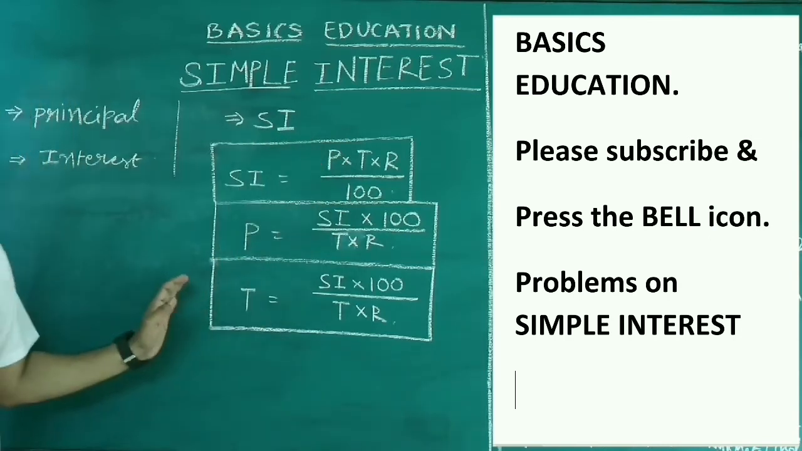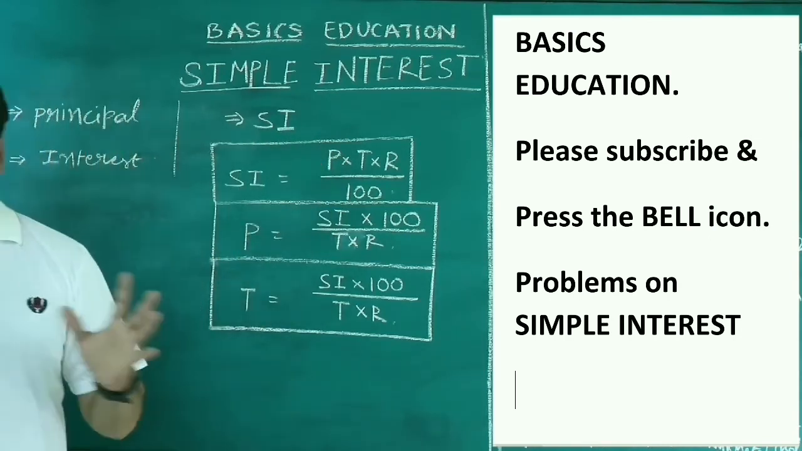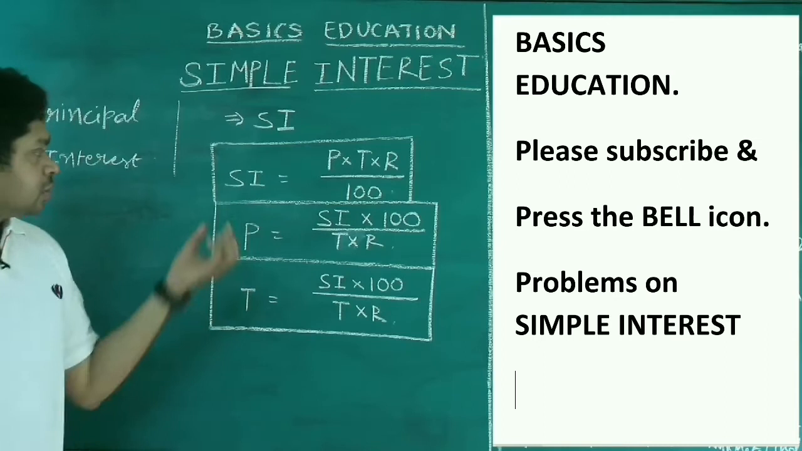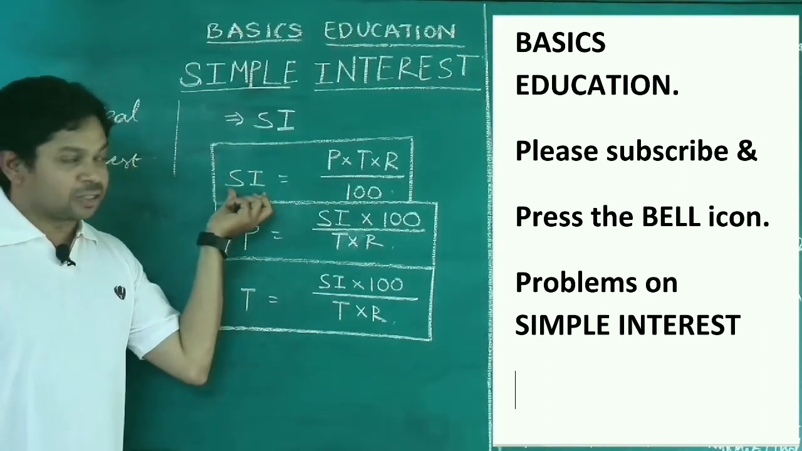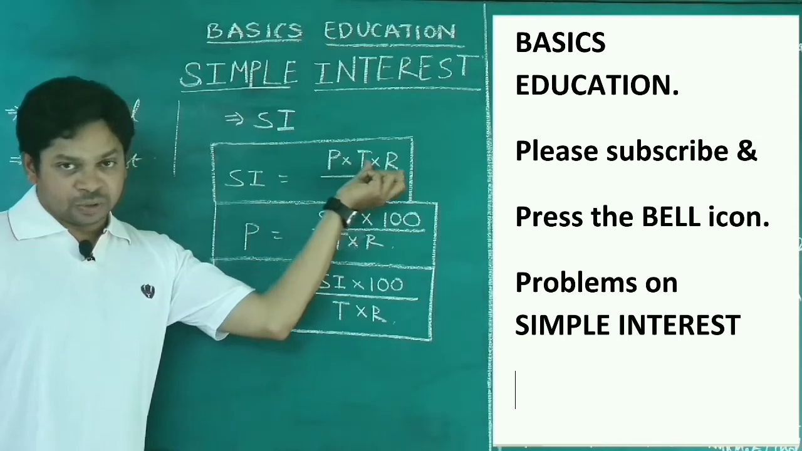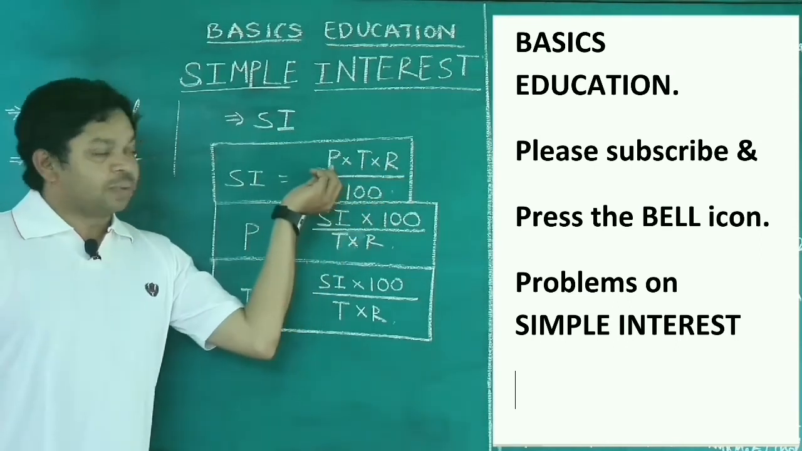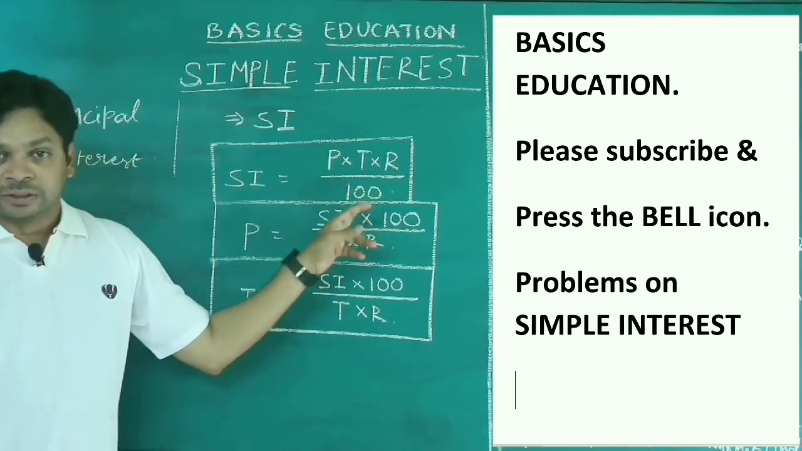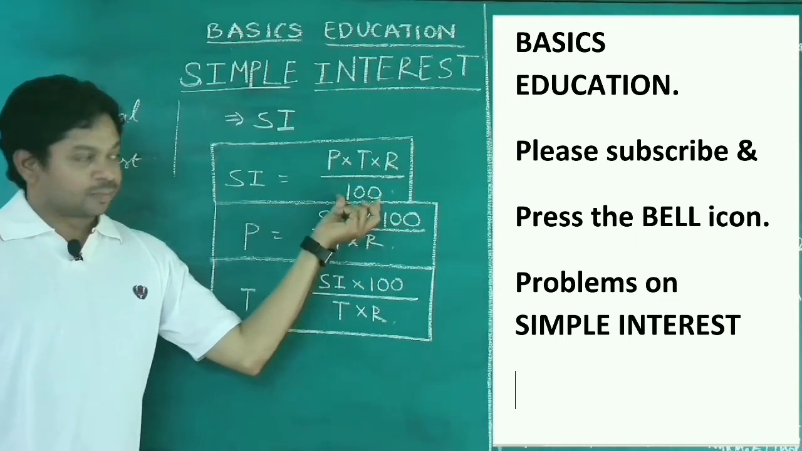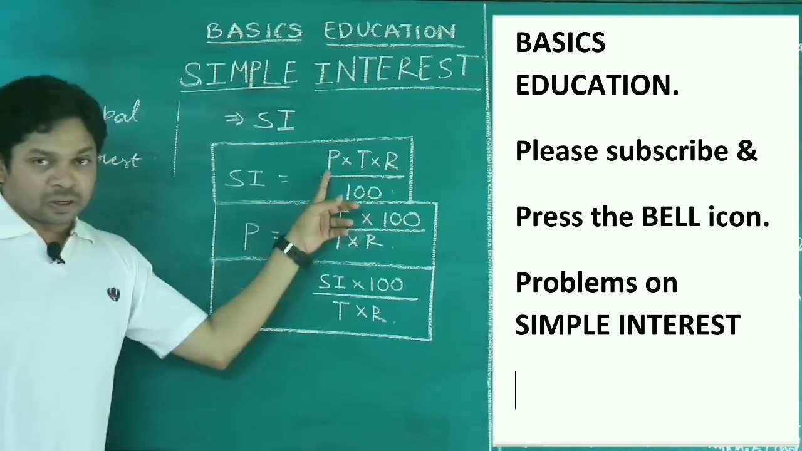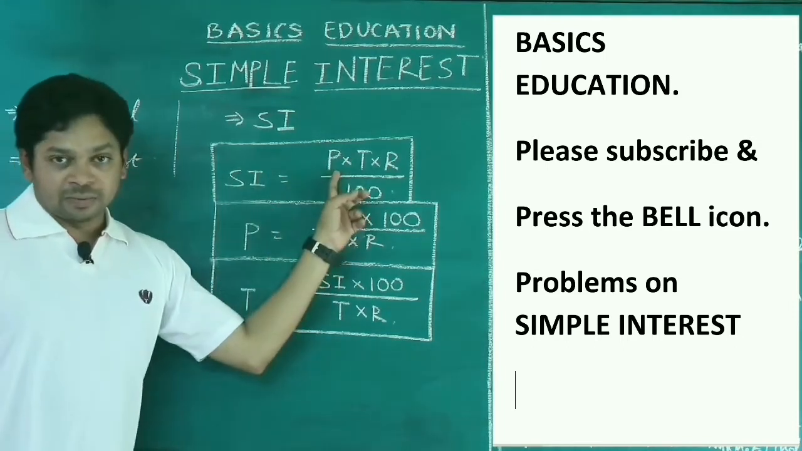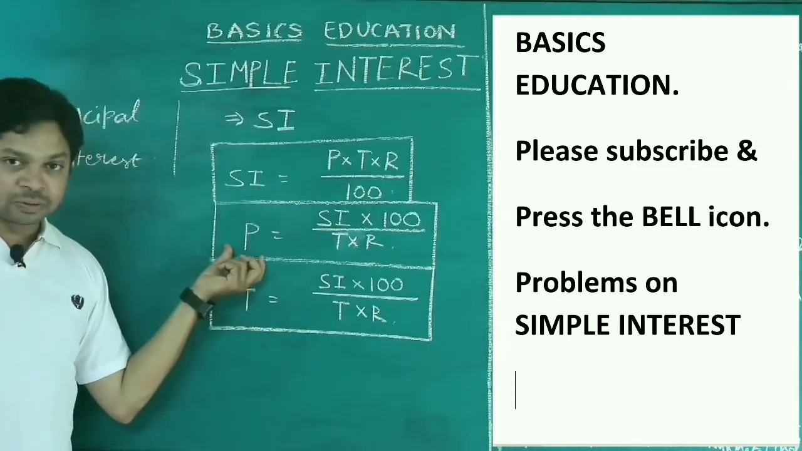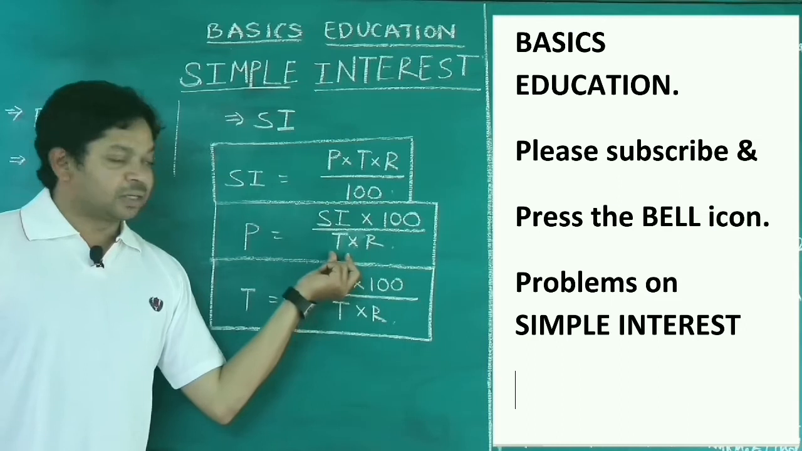So now we have to calculate the simple interest on a particular amount. For that we have one formula: simple interest is equal to P into T into R by 100. Here P is the principal, T is the time period, R is the rate, and the constant is 100. If you want to calculate the principal when the interest, time and rate are given, then we use the formula P equal to simple interest into 100 by T into R.